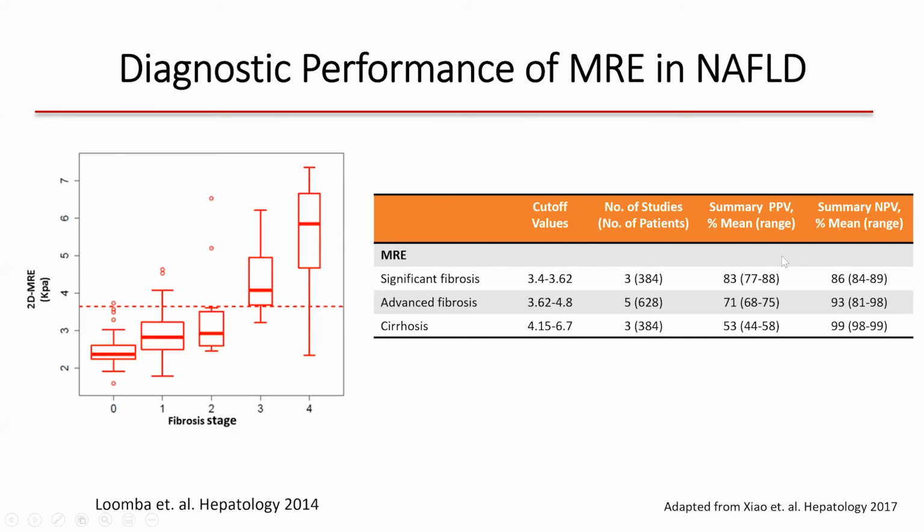And here is the diagnostic performance. So you can see the positive predictive value is much better with MRE than it is with Fibroscan. But it again is an excellent rule out test with 99% negative predictive value, or 93% for advanced fibrosis, or 86% for significant fibrosis. So again, an excellent rule out test.